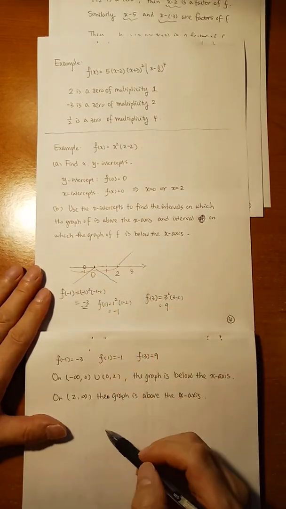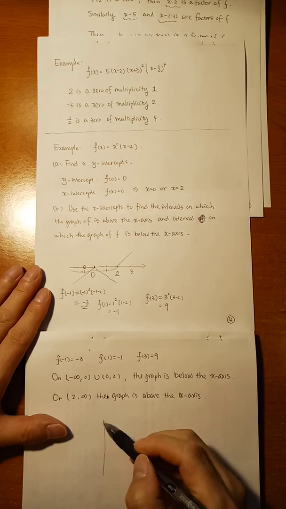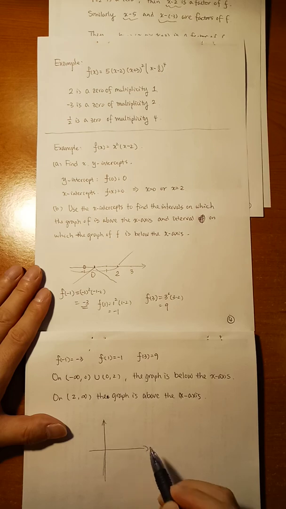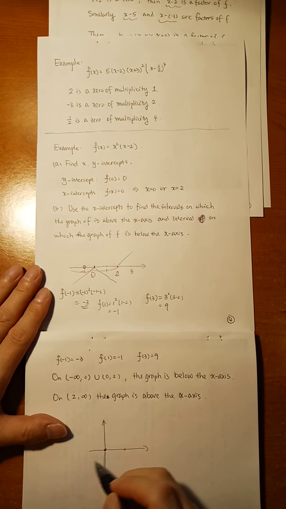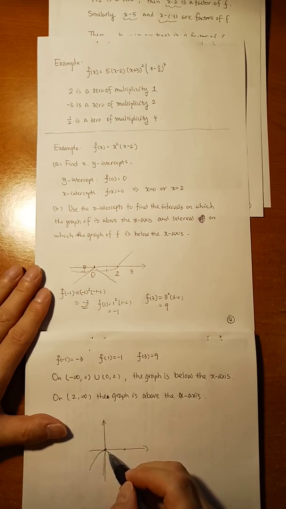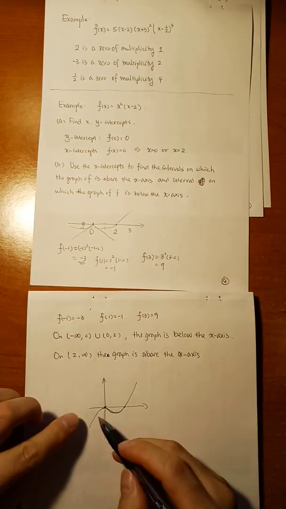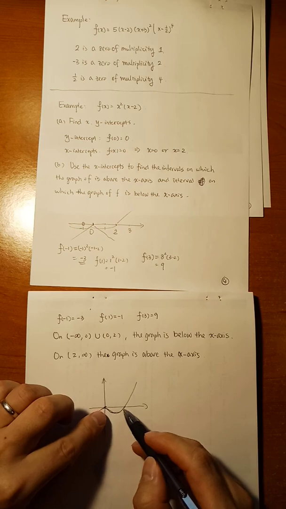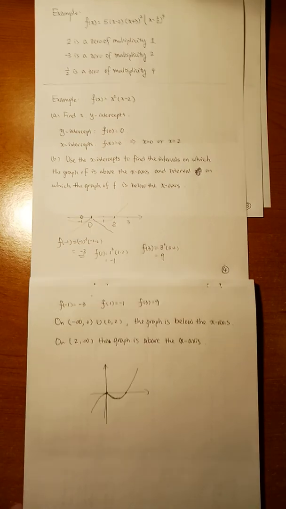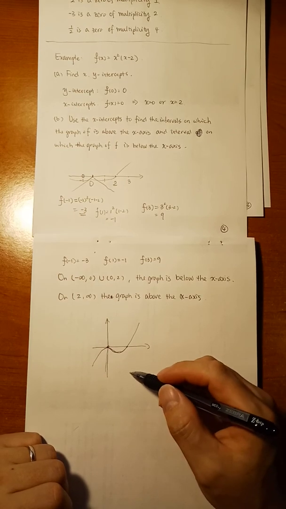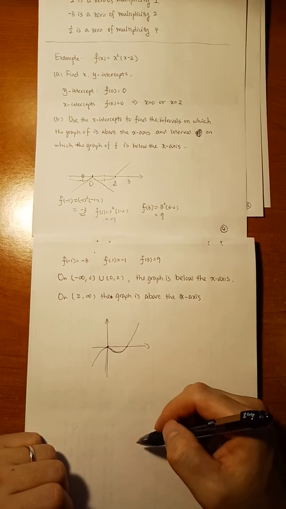If you sketch it, so far we cannot, because we didn't do a lot of tests or computation. But if you can do that, the graph looks like this. The graph is more or less like this. So here is below the x-axis, here is below the x-axis, and then it's above the x-axis. And this graph also gives us an example for the next observation.